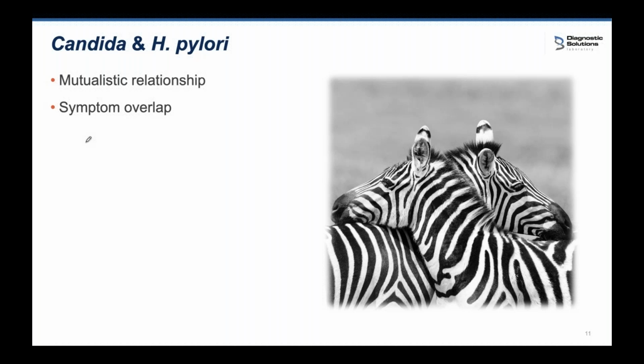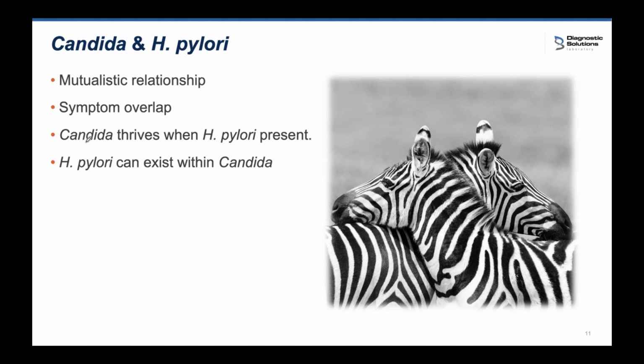So if you see a very low level H. pylori and you think, I thought for sure this patient had H. pylori, look for Candida. Maybe that's the cause of the symptoms. Maybe they're working together. Maybe that low level H. pylori is significant. So Candida thrives in the environment that H. pylori sets up. That low acid environment that's very, very common with H. pylori overgrowth will favor Candida.